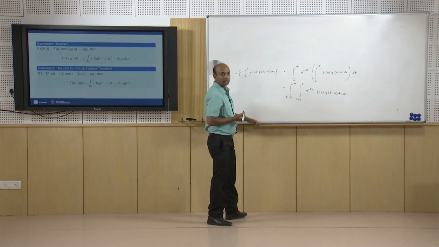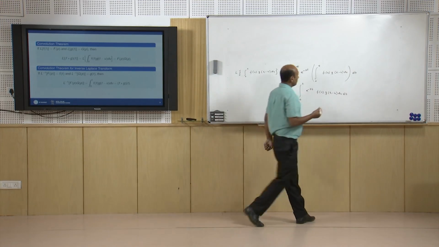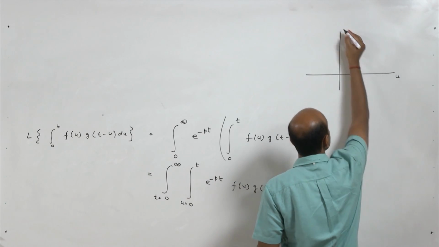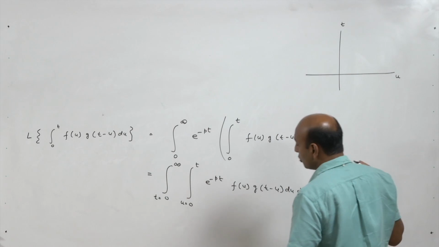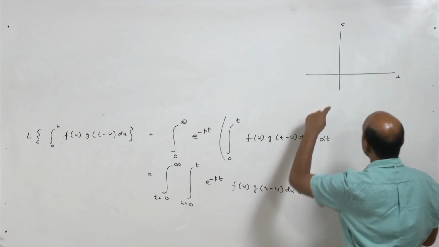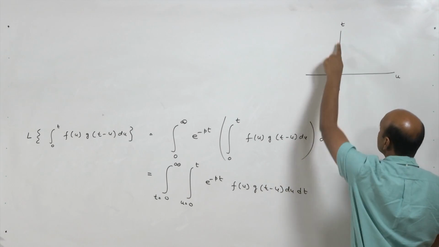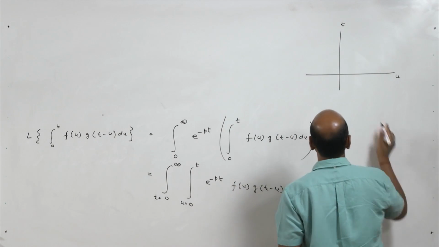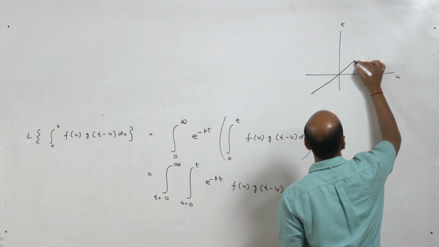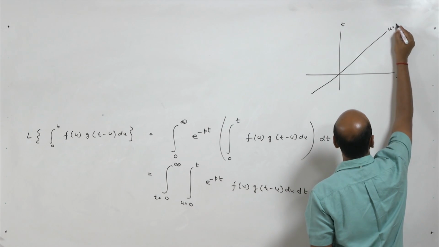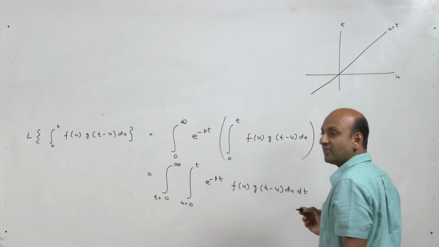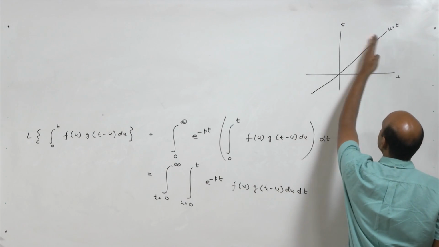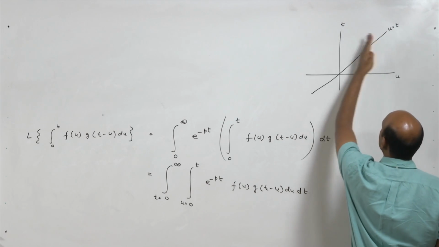Now let us draw the area first. What does this area represent? This is u, this is t. Now u is varying from 0 to t. u equal to 0 is along the t axis, and u equal to t is this line. Now t is varying from 0 to infinity, that is, in this entire expression t is varying from 0 to infinity.